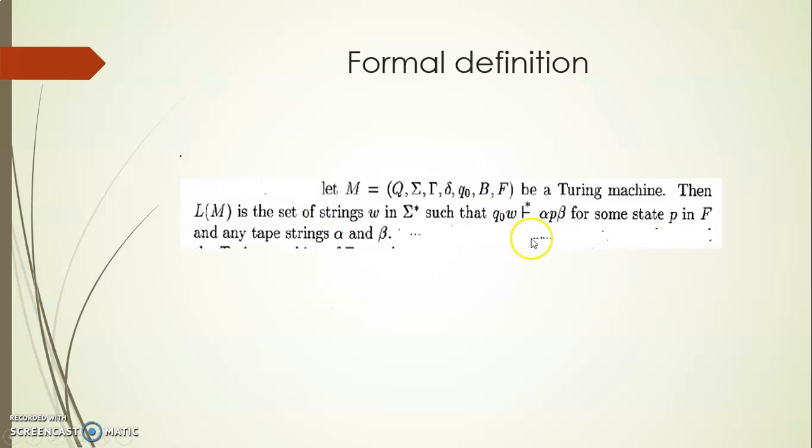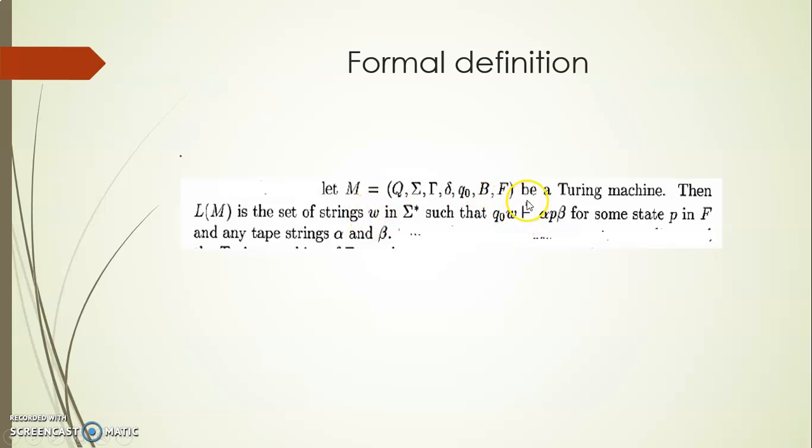This is the formal definition taken from our textbook. Let M = (Q, Σ, Γ, δ, q0, B, F), the 7 components, be a Turing machine. Then the language of M. Why M here? Because the name given for this Turing machine is M. It is the set of strings w in Σ*, such that, sigma star means a set of strings, right? Such that, from the 7 component definition, I infer that q0 is the starting state and w is the input string given to me.